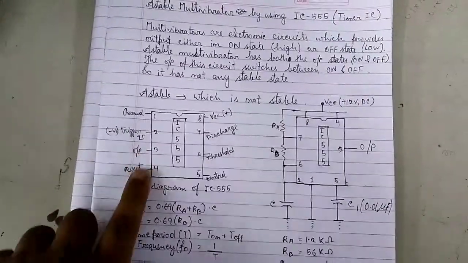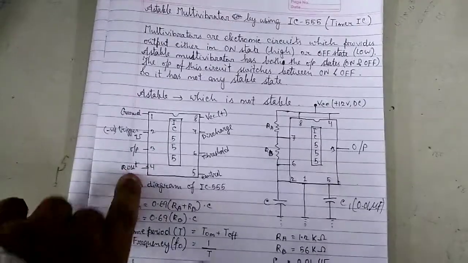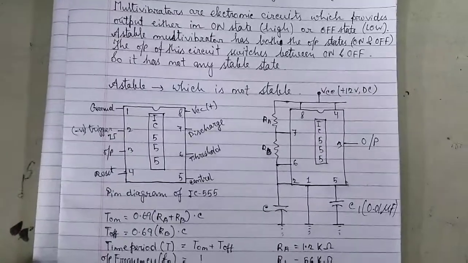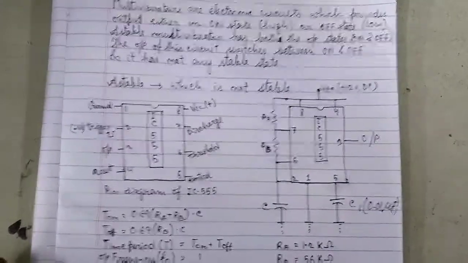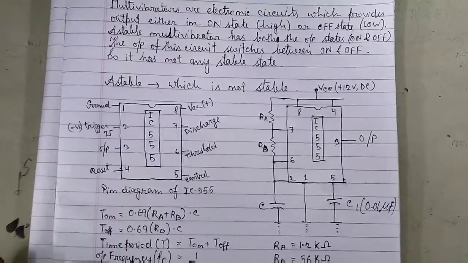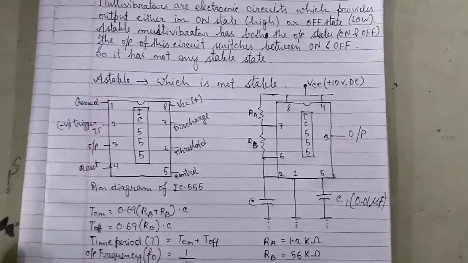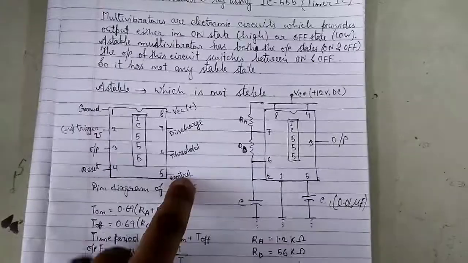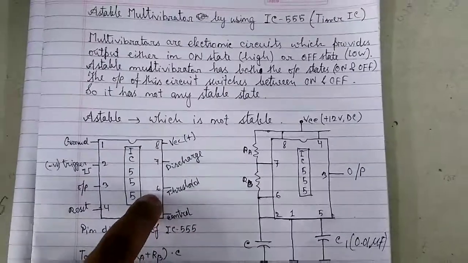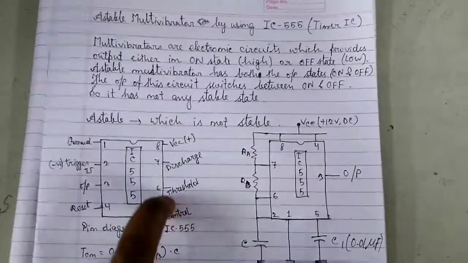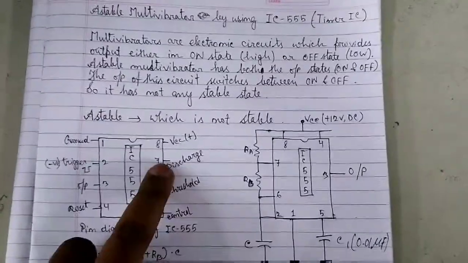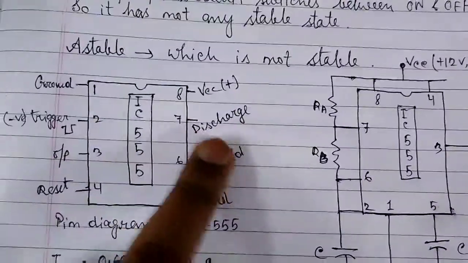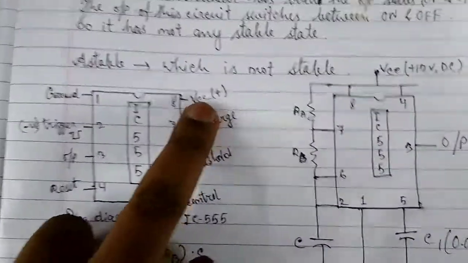Pin number 3 is for output terminal. Pin number 4 is called reset. That means we have a flip-flop inside this IC, and the details I will be explaining in the PDF manual which I will provide. So this terminal is for reset. The fifth terminal is called control terminal. Sixth terminal is threshold. Seventh terminal is discharge, and eighth is for VCC.